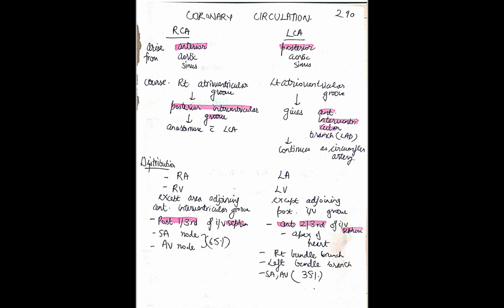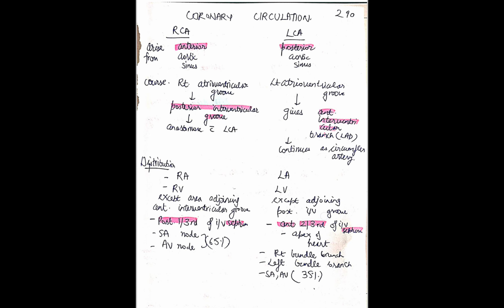And the left coronary artery starts from the posterior aortic sinus, goes to the left atrioventricular groove, and gives the anterior interventricular branch, which is known as the left anterior descending, and continues as the circumflex artery. Then distribution: right atrium and right ventricle will be supplied by the right coronary. Left atrium and left ventricle are supplied by the left coronary, except an area adjoining the anterior interventricular groove.